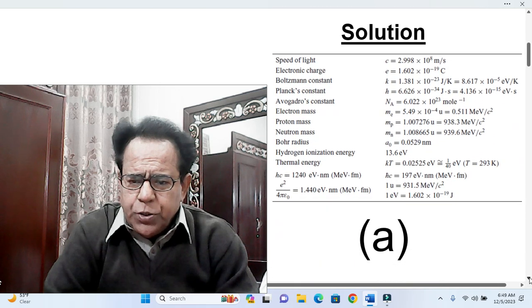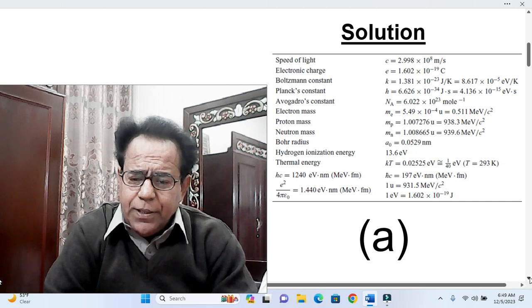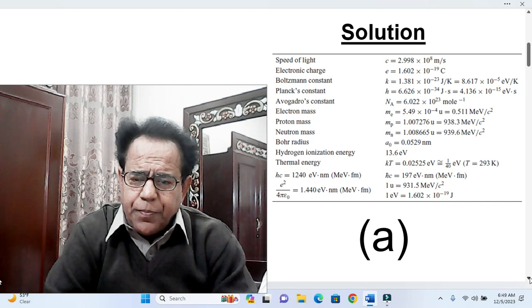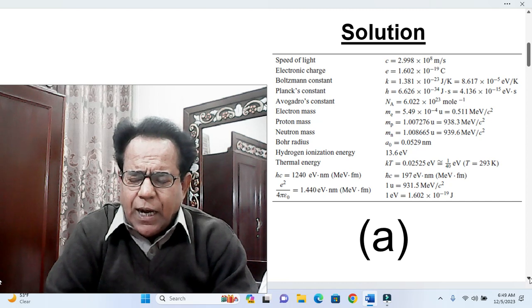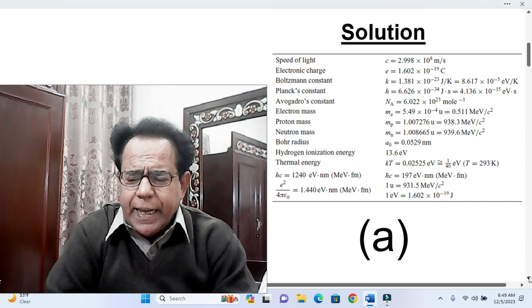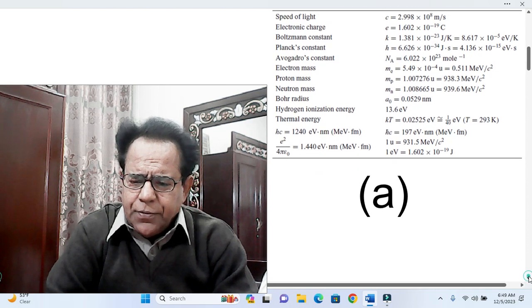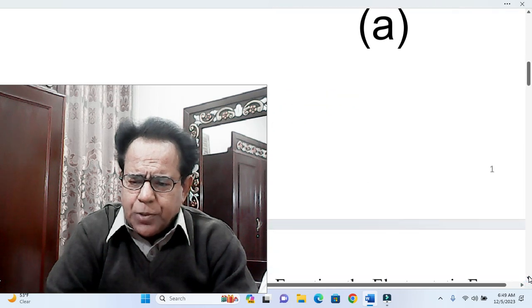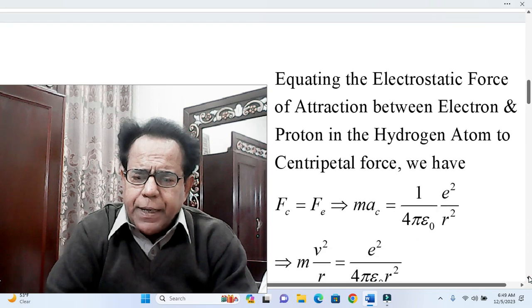Now we move to its solution. In the solution, there is a table included as a snapshot. From this table we will take the value which we will need, because this table consists of a large number of physical constants. We will pick the value which is required from this table for the solution of our problem. Now we are going to our solution in a formal, regular manner.